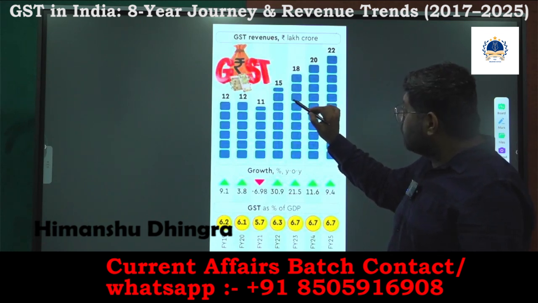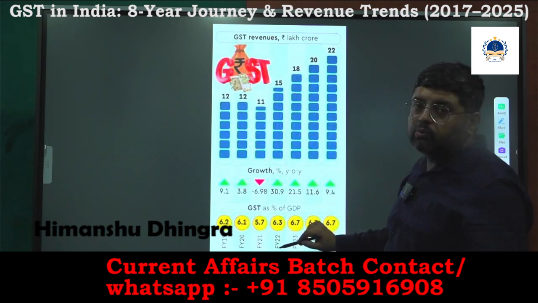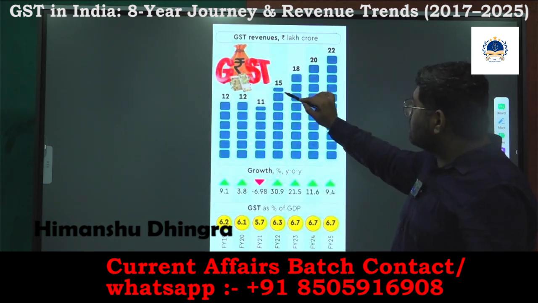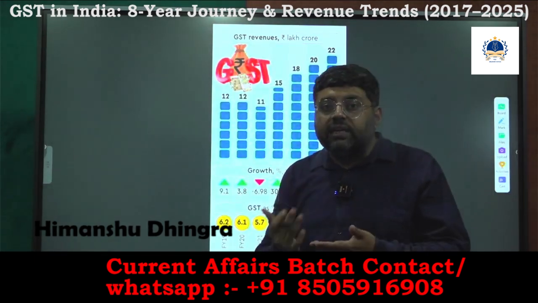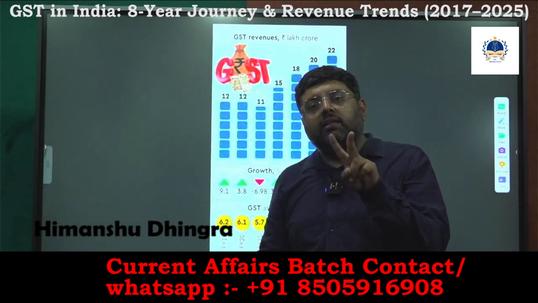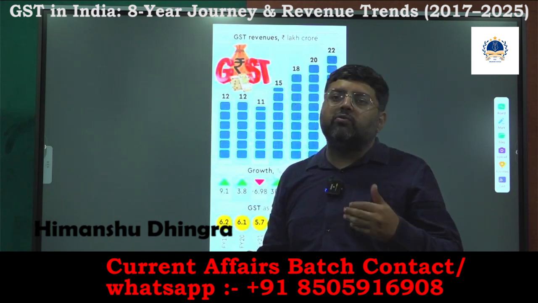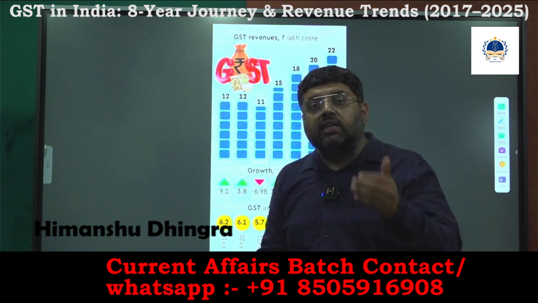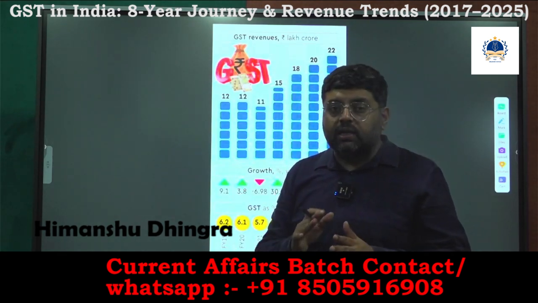Another thing you have to remember is that if you see the data from financial year 2022, immediately after COVID and till date, this graph is increasing. Every year our GST tax collection is increasing. This is the second thing they can ask you. If they give you a question like, in the last 3 or 4 years after COVID, did GST collection reduce, you have to remember that it has increased.